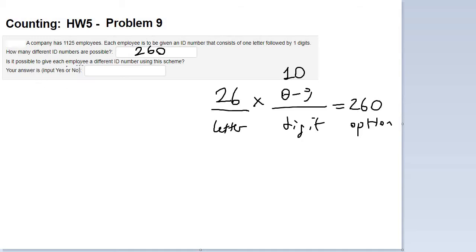And is it possible to give each employee a different ID number? No, because we have 1000 something employees, but the number we can generate is a maximum of 260. After 260, it has to be repeating. So no.